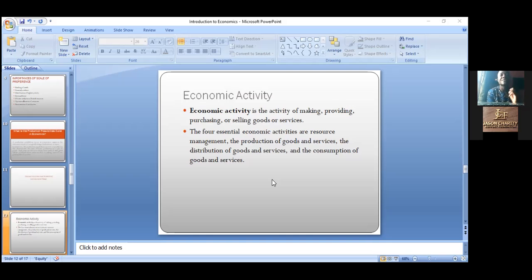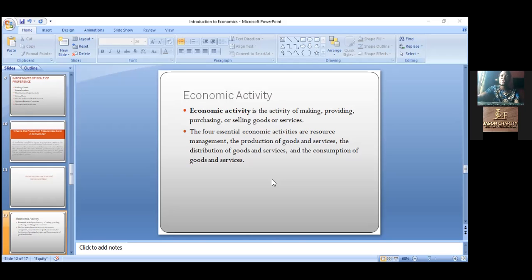The first one is resources management. How do you manage the available resources that you have? You have to manage them very well because we have scarcity. There are limited resources with unlimited wants. So how do you manage the resources you have effectively to satisfy the wants that you have? Next is the production of goods and services: the inputs you have, the natural resources you have, how do you make use of them to produce goods and services? That's another economic activity.